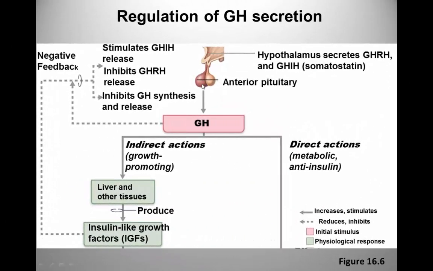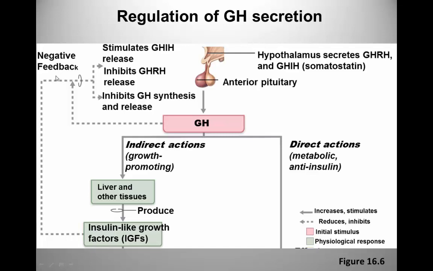Growth hormone is produced and secreted by the anterior pituitary gland, and like all such hormones, its release is regulated by the hypothalamus. Growth hormone releasing hormone stimulates the release of growth hormone, whereas growth hormone inhibiting hormone inhibits its release. These two hormones are further regulated by negative feedback.